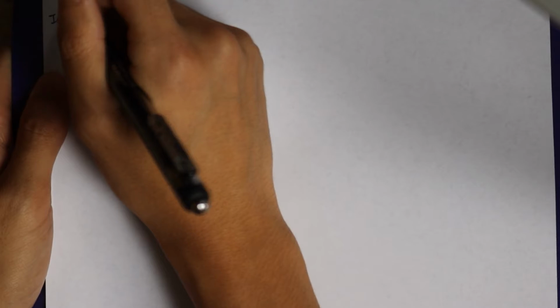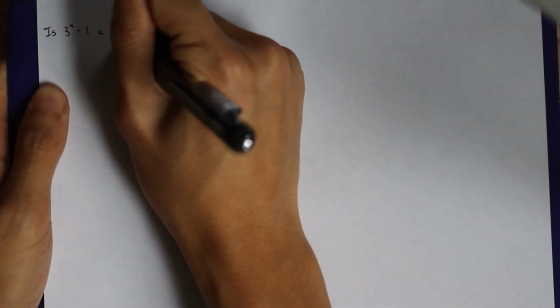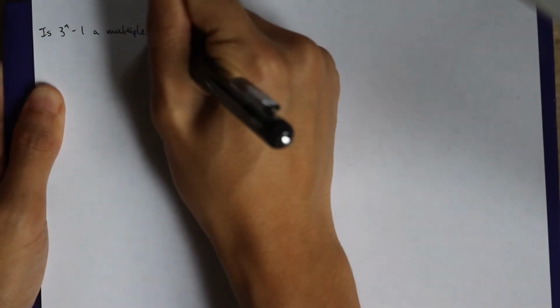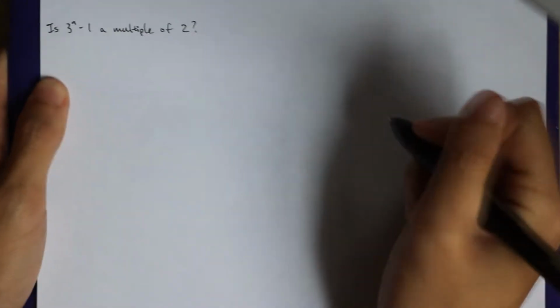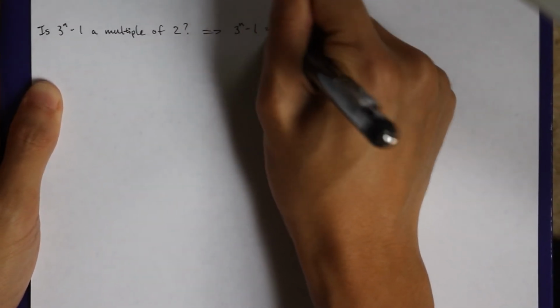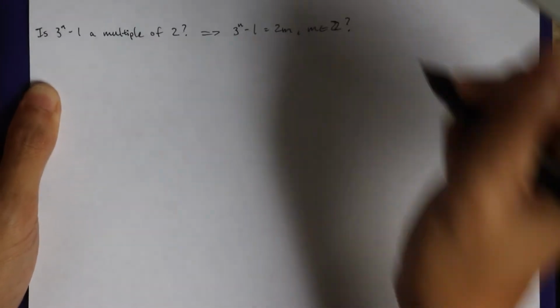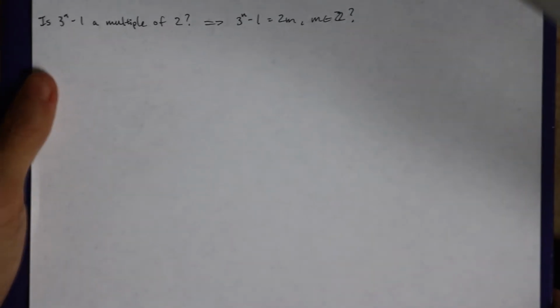So here is our second example. Is 3 to the n minus 1 a multiple of 2? Or if you want to rewrite this a little bit differently, you can also say: is 3 to the n minus 1 equal to 2m, where m can be some arbitrary integer. So this is what we need to show.